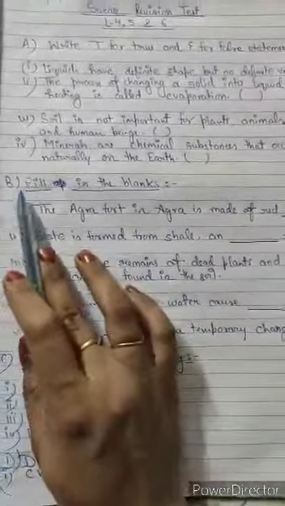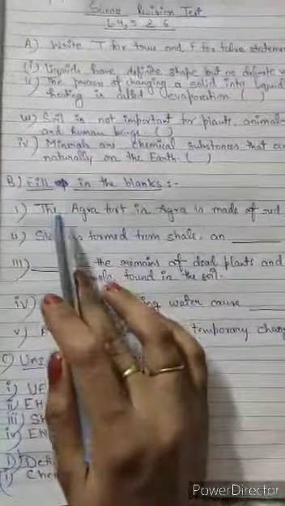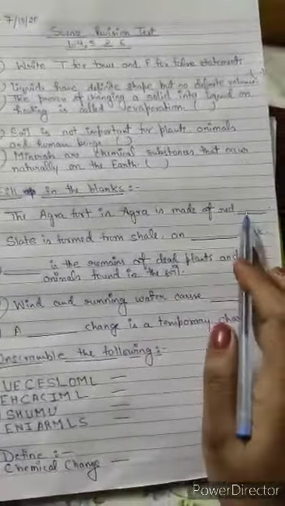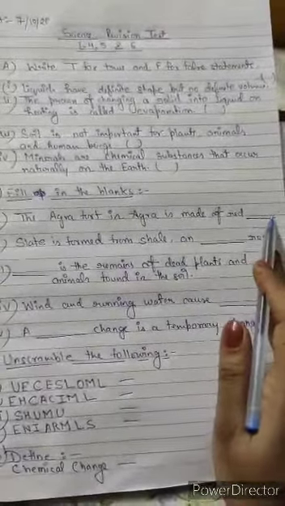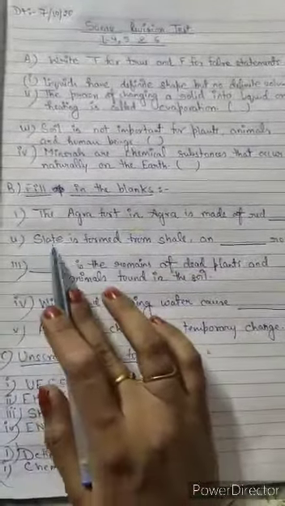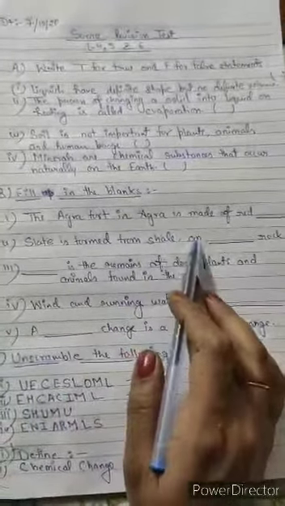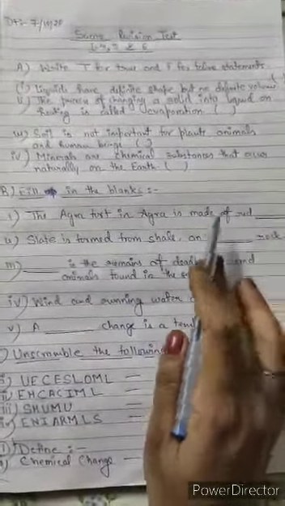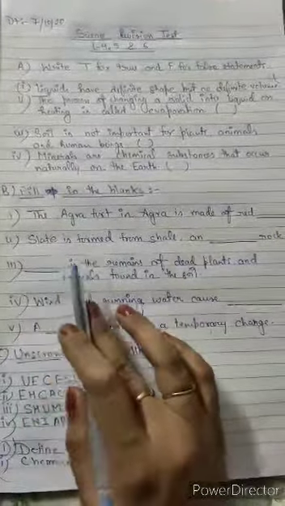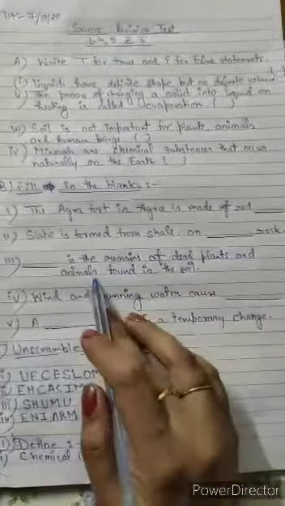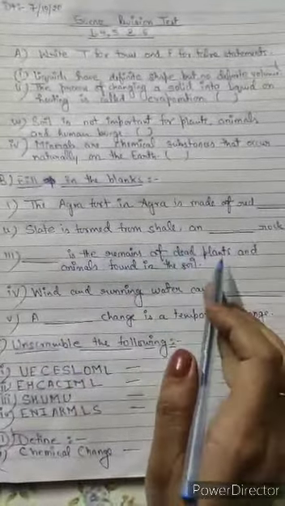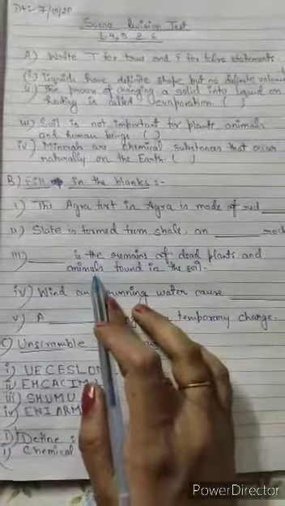Now, come to the B section, that is filling the blanks. The Agra fort in Agra is made up of red dash. Now, you have to write the type of rock which is used to make the Agra fort. Second question, slate is formed from shale on dash rock. You have to write the name of the rock. Now third question, dash is the remains of dead plants and animals found in the soil. What do we call that which is found in the soil and is made up of dead plants and dead animals?